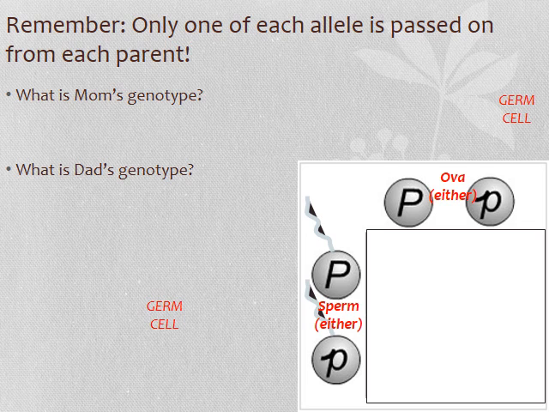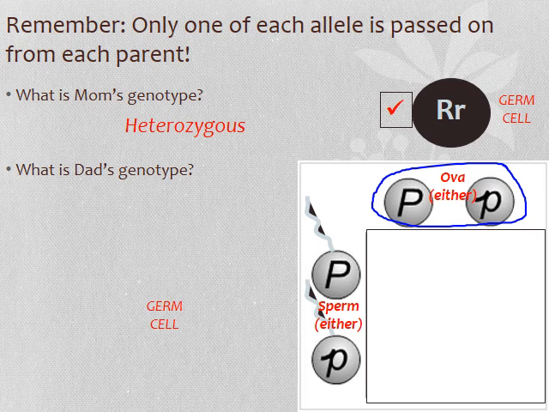So, let's go ahead and take a look at mom here. What is mom's genotype? Remember, genotype is the combination of alleles or letters. This would be heterozygous, because we have a combination of each. So if it's big P, little p, is that going to be purple or white? Remember, purple is dominant, white is recessive, so this would be a purple flower.